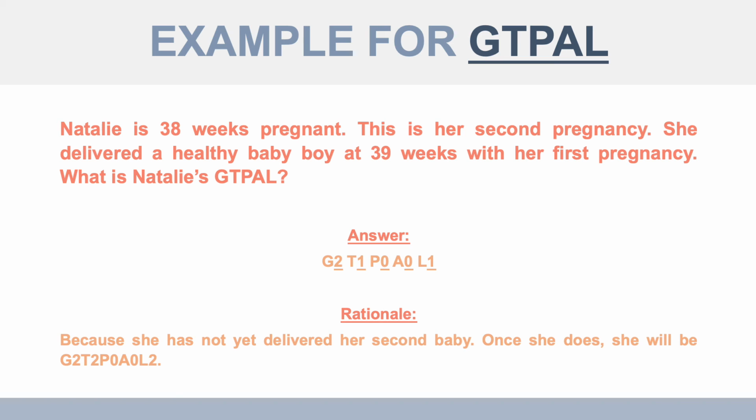The rationale behind this answer is because she had not yet delivered her second baby, but once she does, she will be having G2, T2, P0, A still 0, L2. So as you can observe, the T has increased from 1 to 2. This is because the T again stands for term births, in which currently Natalie is 38 weeks pregnant. She already qualifies for the criteria of term births, having carried at least 37 weeks.